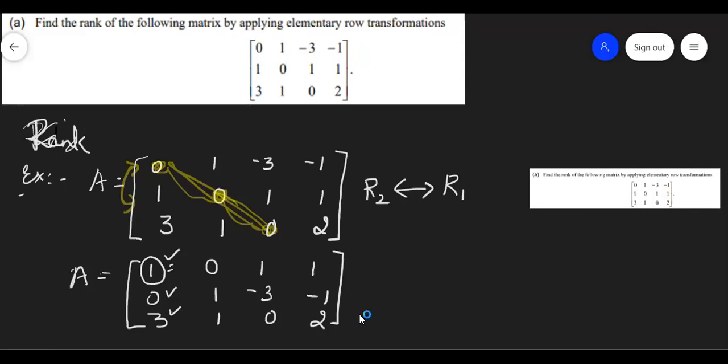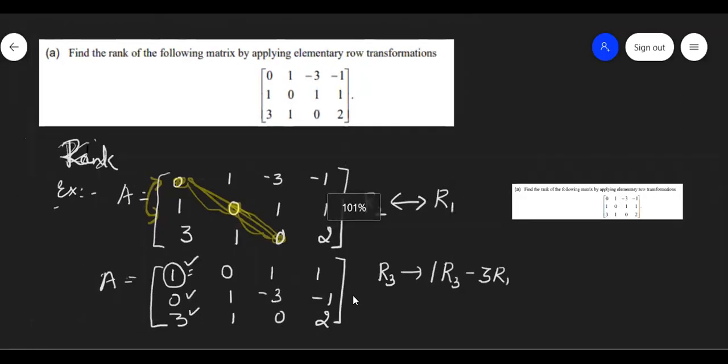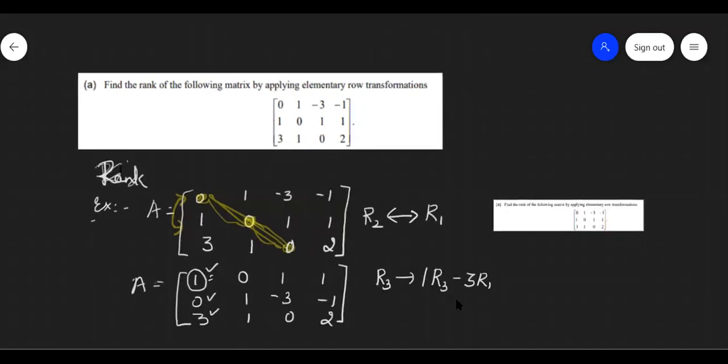Third row. So R3, how to write? R3 minus, how to write? You want to reduce now 3 as 0 with the help of 1. This 1 is lying in which row? First row. Last time what we applied, no? Similar type of operation we are just applying. Okay, let us apply and find out.